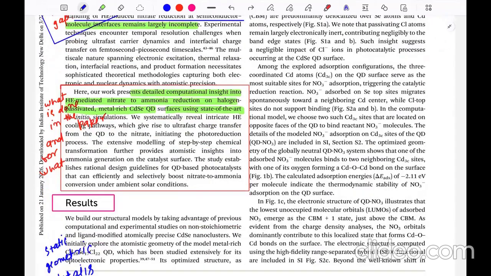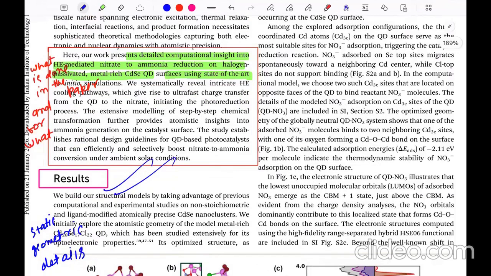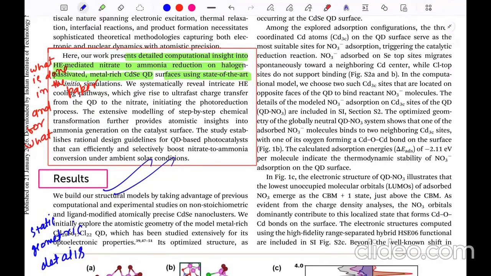So in this paper, earlier in both papers that we have discussed, we were seeing that results and discussion were included in the same part. In this paper, the result part is different and the discussion part is different. So we will be discussing that part.